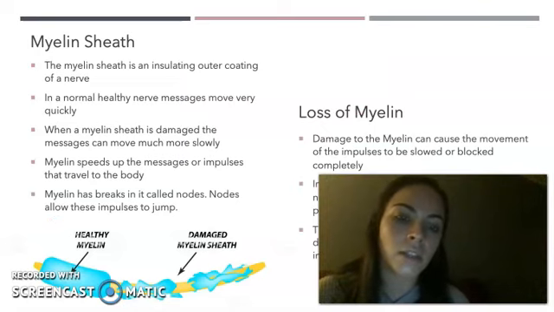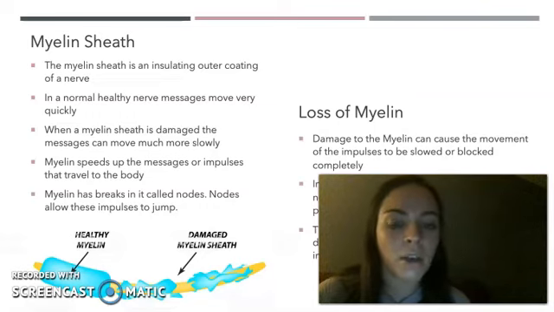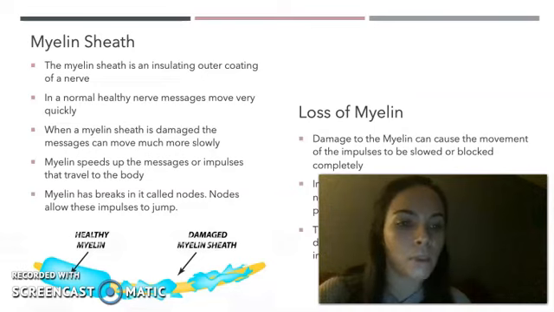The myelin sheath is an insulating outer coating of a nerve. In a normal, healthy nerve, messages move very quickly. When a myelin sheath is damaged, the messages can move much more slowly. Myelin speeds up the messages or impulses that travel to the body. The myelin has breaks in it called nodes. These nodes allow the impulses to jump, so the impulses are moving very quickly.